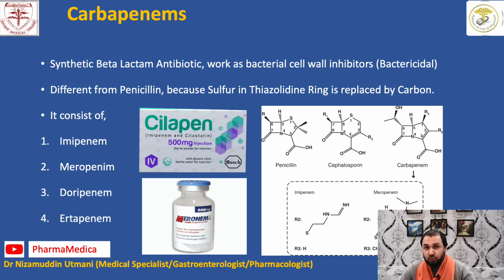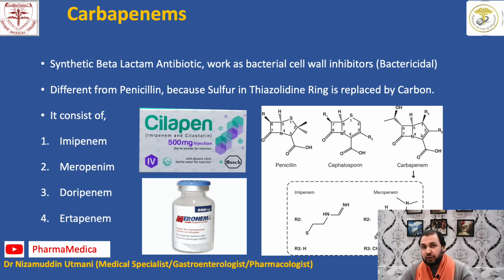They have a little bit of difference from penicillin because they have sulfur in the thiazolidine ring. You know, beta-lactam antibiotics have two rings: one is the thiazolidine ring and the other is the beta-lactam ring, and that's why we call them beta-lactam antibiotics. All these beta-lactam antibiotics are hydrolyzed or metabolized by the beta-lactamase enzyme. Some antibiotics are more resistant to beta-lactamase, some are less resistant, but all of them are metabolized up to a certain extent by the beta-lactamase enzyme.